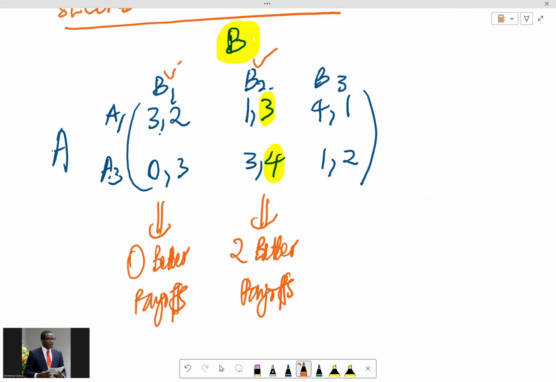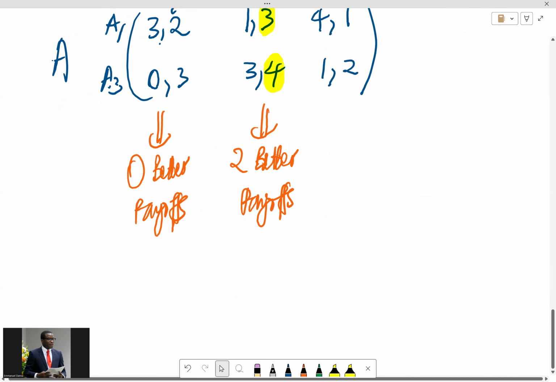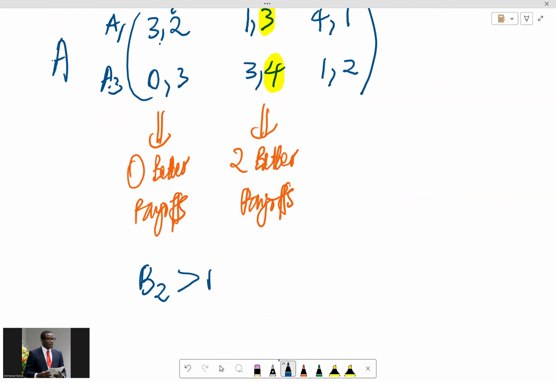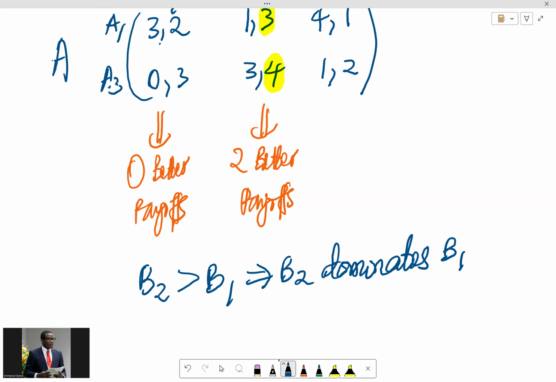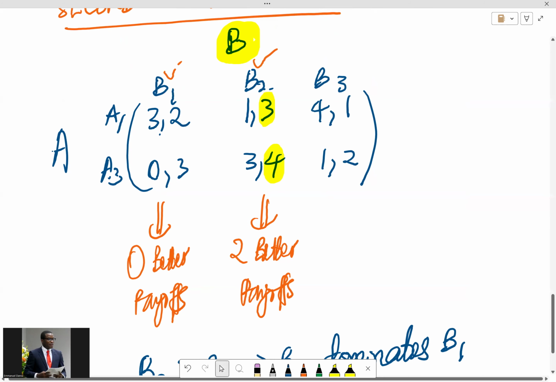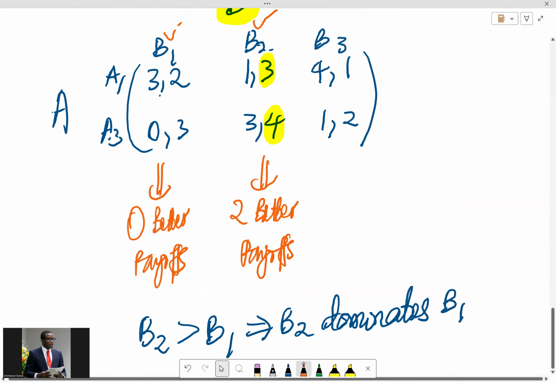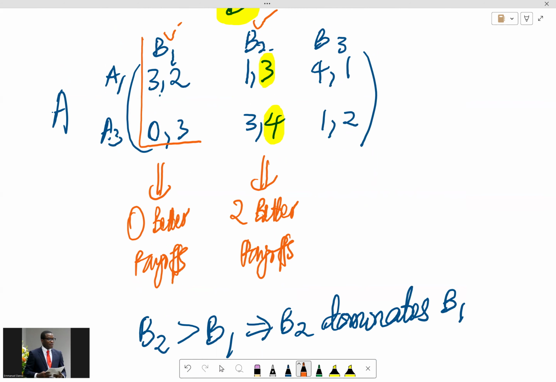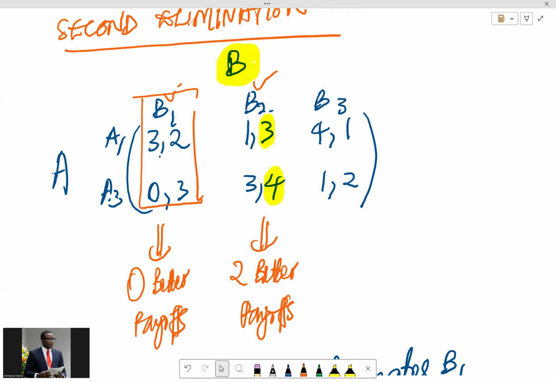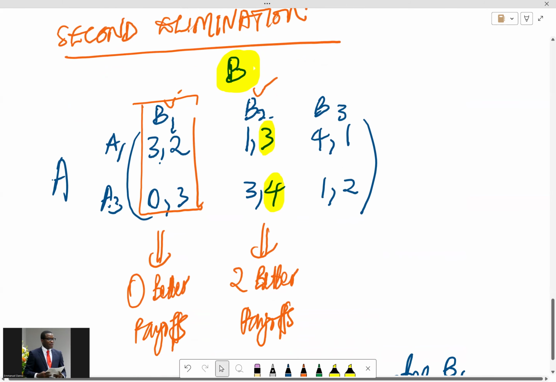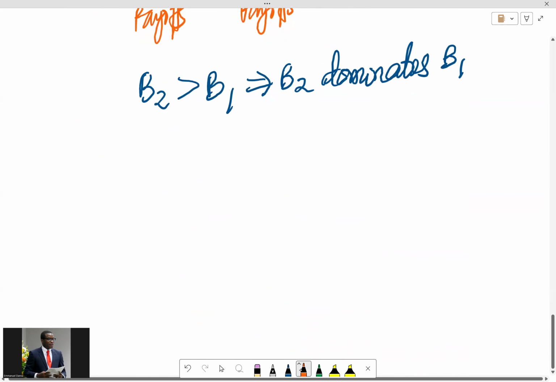That simply means that strategy B2 is better than strategy B1. That means B2 dominates B1. So in that case, we just cross out strategy B1 because it has been dominated by B2. So this strategy will be gone in the next round. So we go for the third elimination.